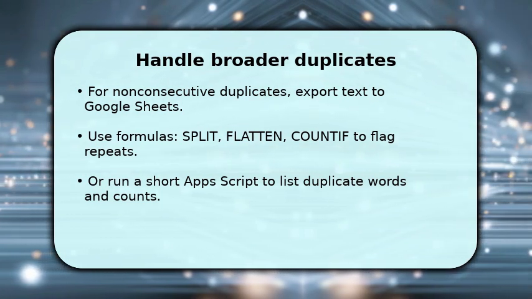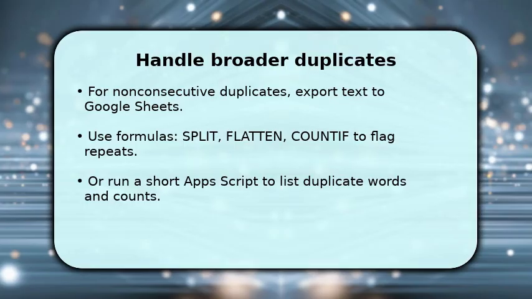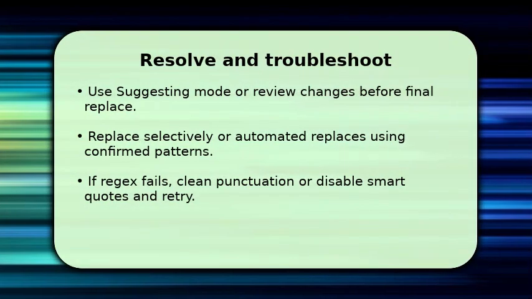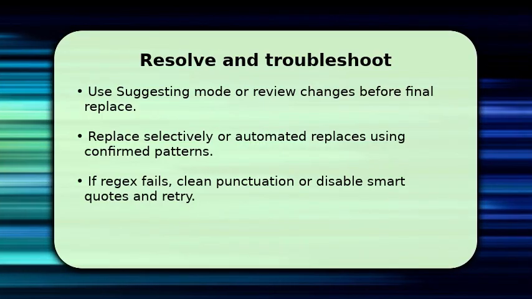This reduces false positives and keeps the results actionable. To finish, switch to suggesting mode so you can accept or reject each duplicate fix. That preserves context. Replace selectively for ambiguous cases, or run a controlled replace all only after testing on a small sample.